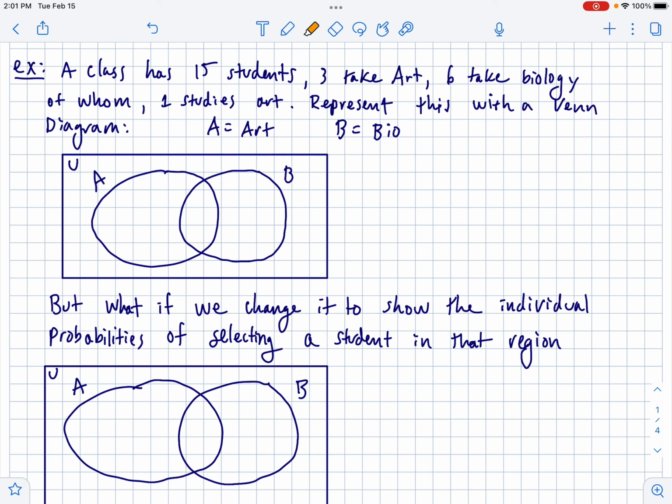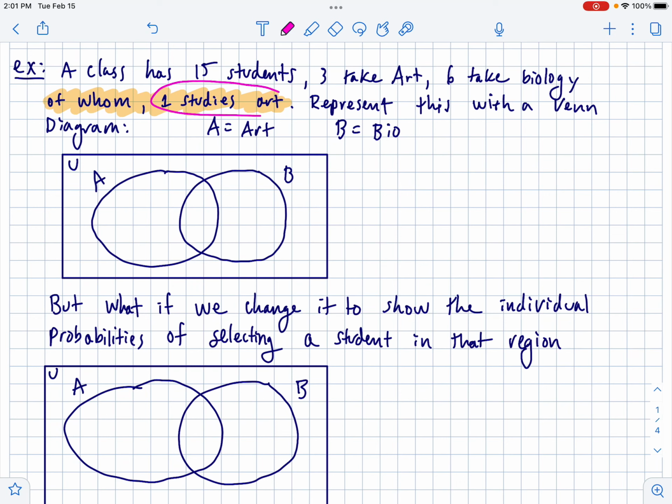First up, we're taking a class that has 15 students. 3 of them take art, 6 take biology, of whom 1 studies art. That's an interesting sentence because that means that there's 1 person that studies both biology and art, but then there's 5 people that only study biology. Represent this with a Venn diagram.